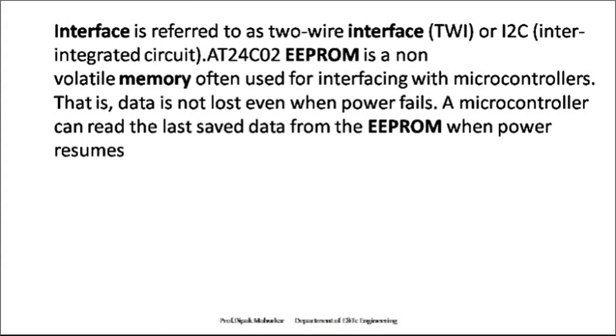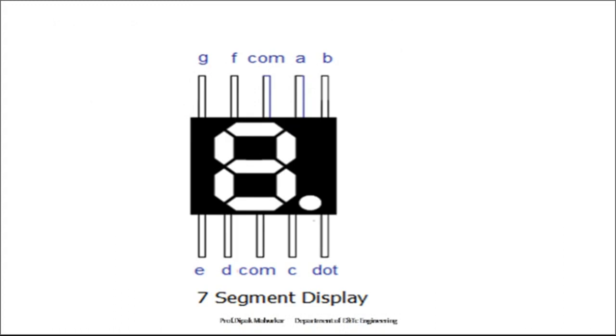Now if you observe the diagram of this 7 segment display, first, why is it called 7 segment? We can see these are A, B, C, then D, E, F, G. Like these are 1, 2, 3, 4, 5, 6, 7. There are 7 segments, and then there is the dot. That's why it's called 7 segment.